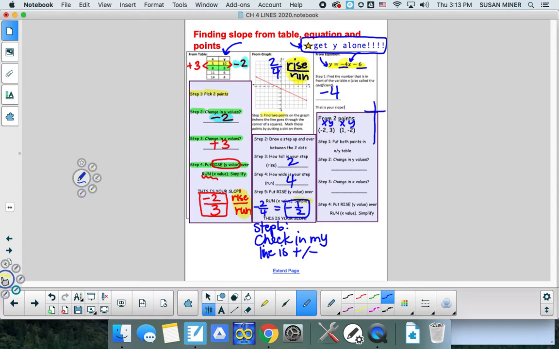And so all I have to do is put my 2 points in an xy table. And so x was -2, y was 3, x was 1, y was -2. And then I do the exact same steps that I did over here. I find the change in my y values.